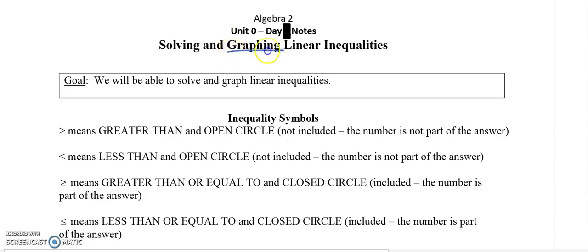When we say graphing linear inequalities, we're just going to graph those on a number line. And the reason for that is because you'll see we only have one variable, which means it's one dimension, and we use a number line when we're talking about one dimension.